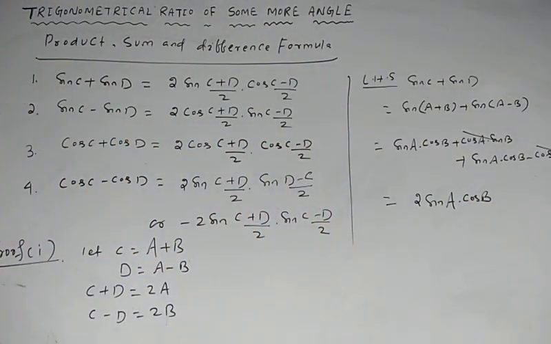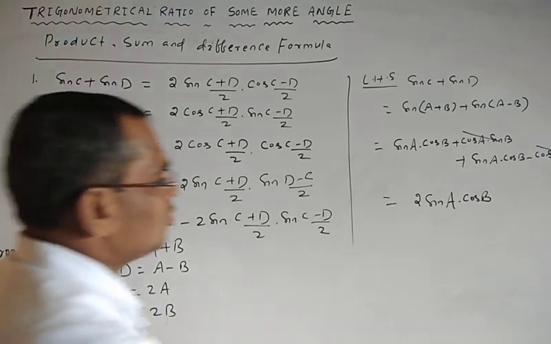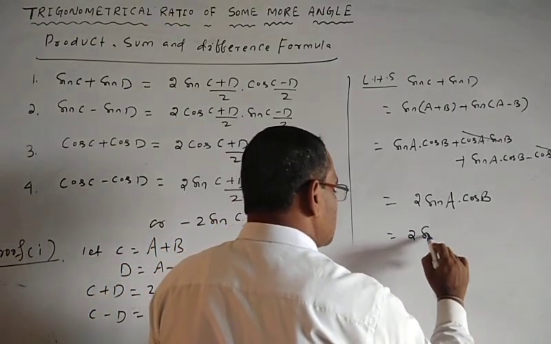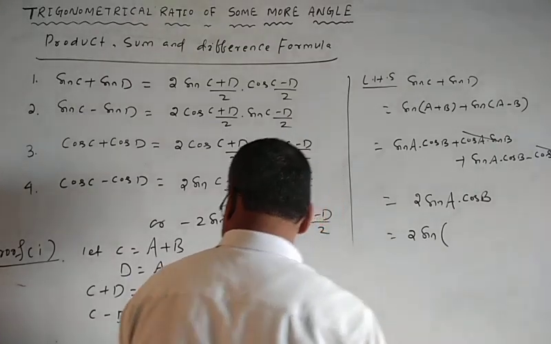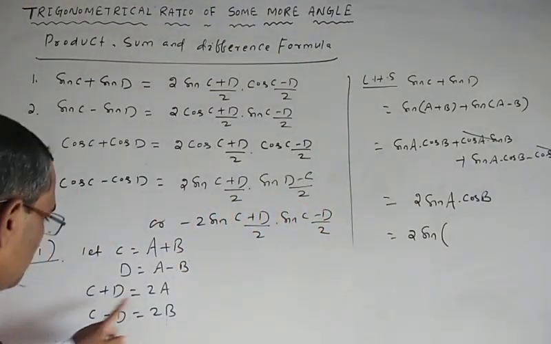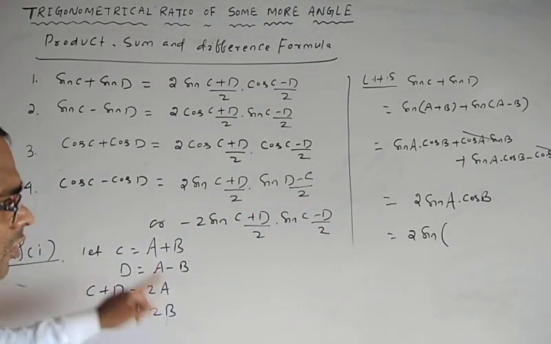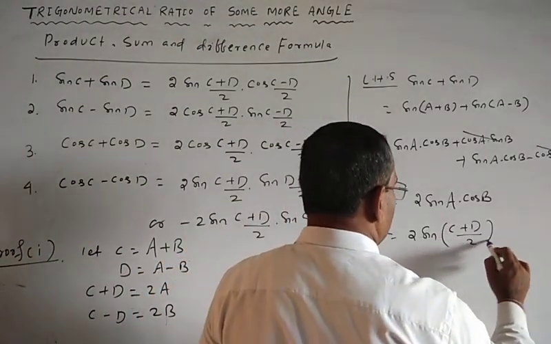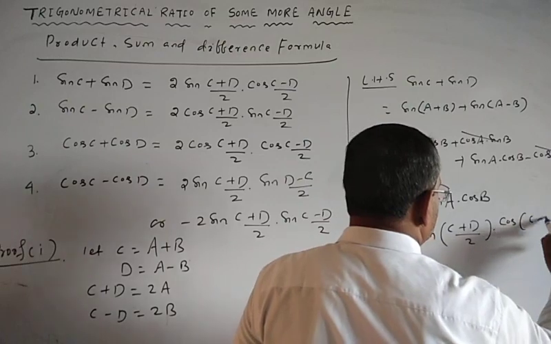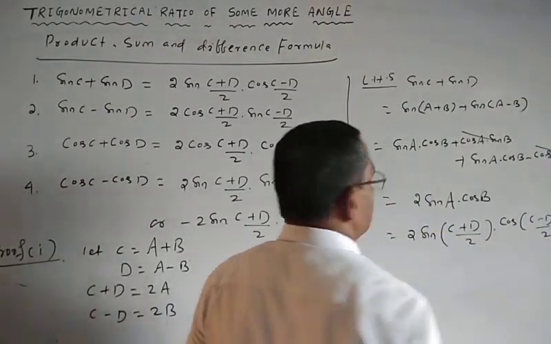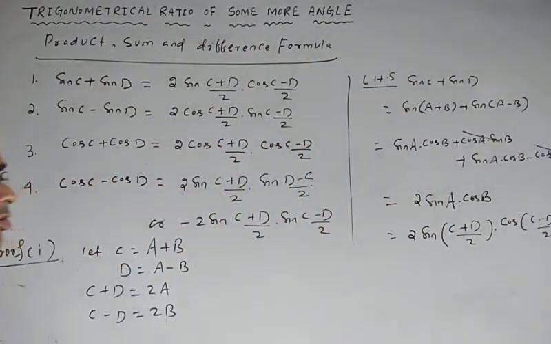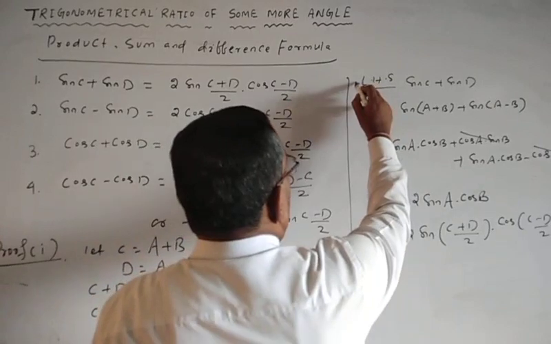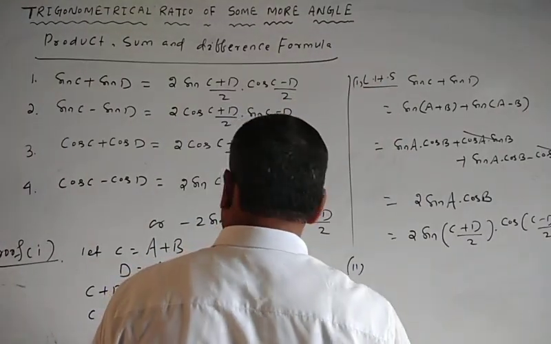So sin C plus sin D is equal to 2 sin A. What is A? Here C plus D is equal to A, so A is equal to C plus D by 2. So this is the C plus D by 2 into cos B, which means this is C minus D by 2. That's why sin C plus sin D is equal to 2 sin C plus D by 2 into cos C minus D by 2. Number 1. Number 2, the proof of 2.